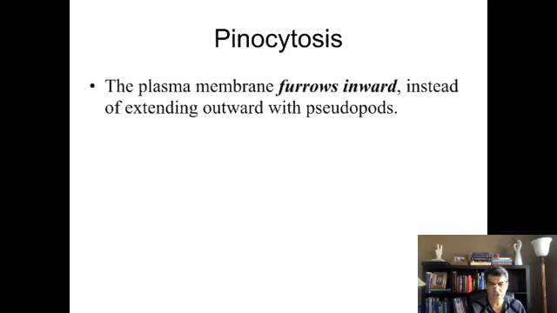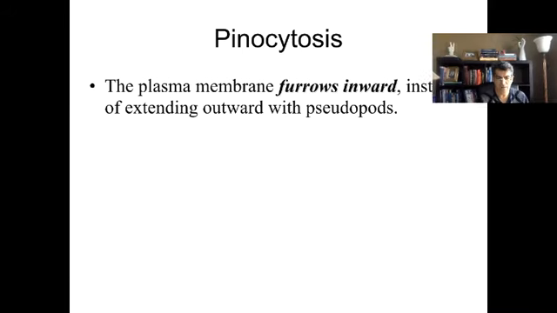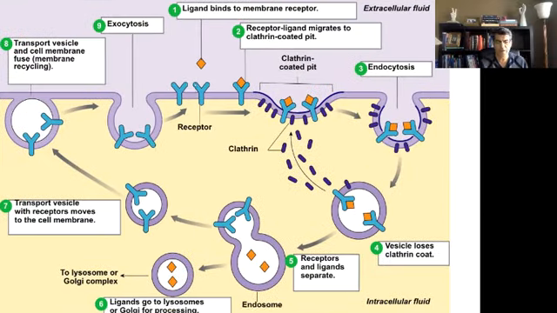Let's talk about another type of endocytosis. This time, instead of bringing a chunk of material, we're going to bring something that is dissolved in the fluid outside the cell. So that's why we call this one cell drinking or pinocytosis. We bring things in which is dissolved. It's not a chunk of material, but is dissolved in the fluid outside the cell. Here is one form of pinocytosis.